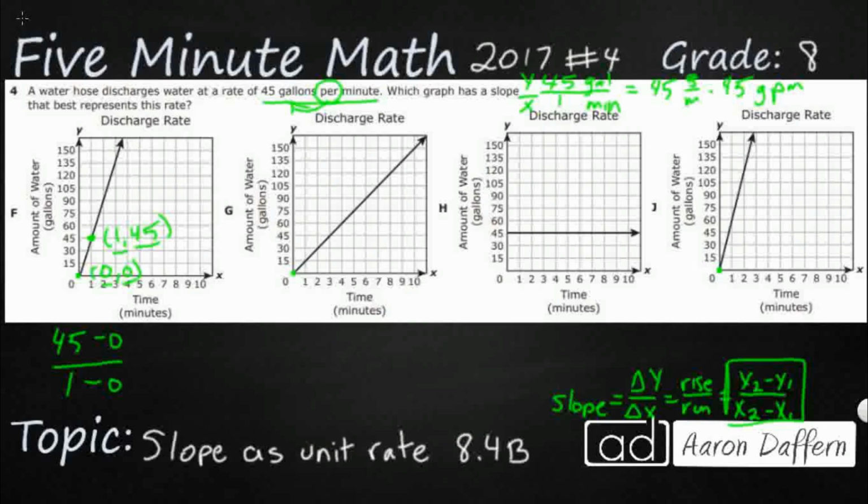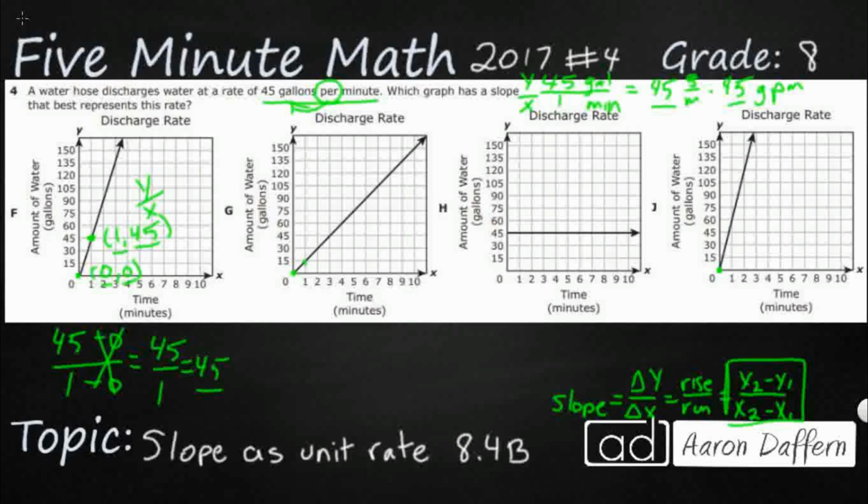Well, 45 minus 0 over 1 minus 0 is just 45 over 1, which is just 45, which actually happens to be what I'm looking for. So I'm pretty sure that's going to be my answer. But you notice I didn't even really need to do this. I could have just taken my y over my x as my slope because I'm using the other set of xy coordinates. I'm using the origin. So we're working smarter, not harder.